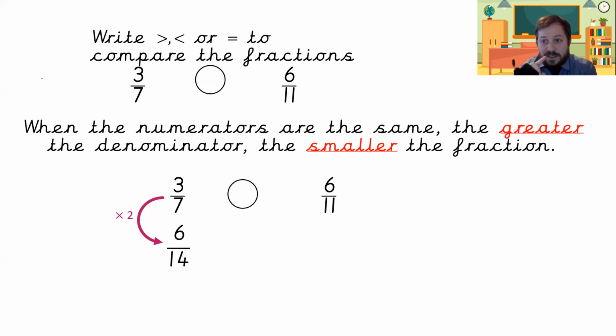The numerator is the same, so I can look at which of the denominators is smaller and know that's the bigger number, or I can look at whichever denominator is greater and know it's the smaller. In this case, this denominator is larger than this one, so this one is the smaller one, so it will go that way, which just means it sits up here.